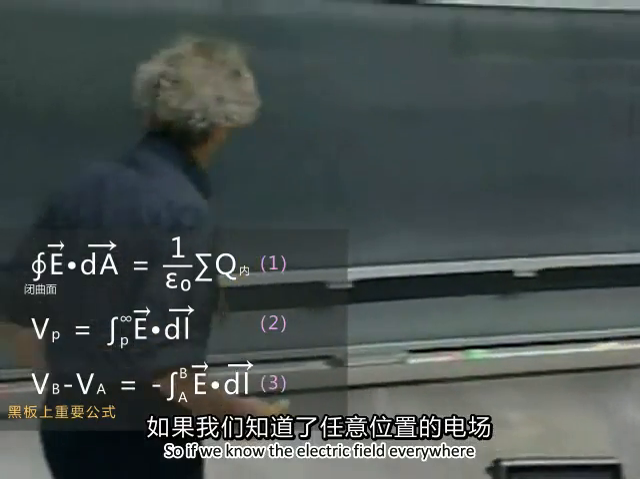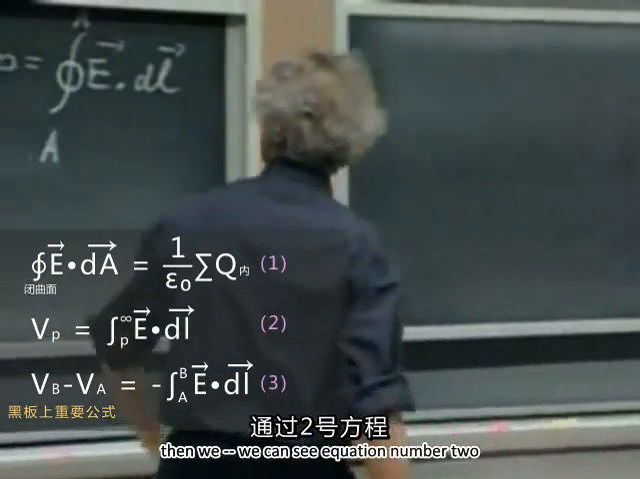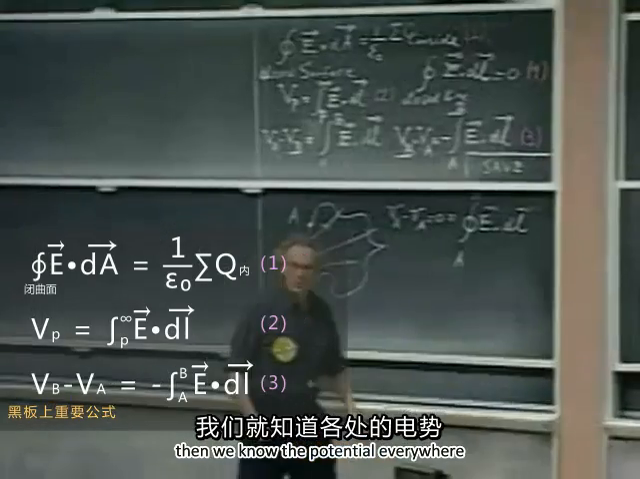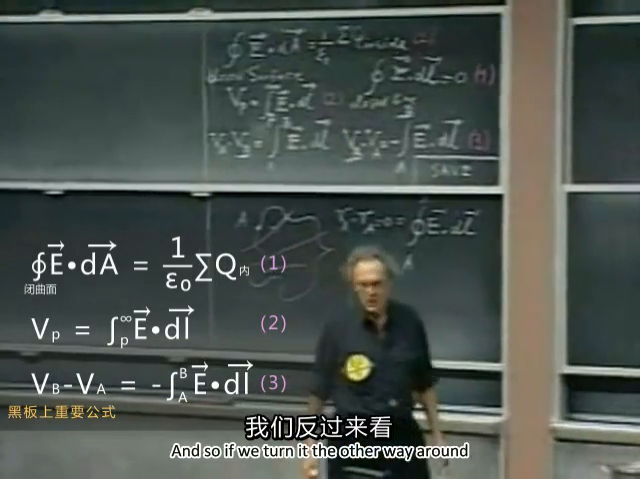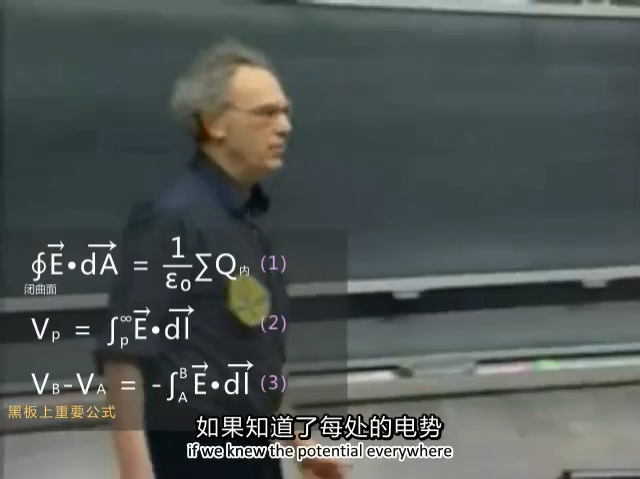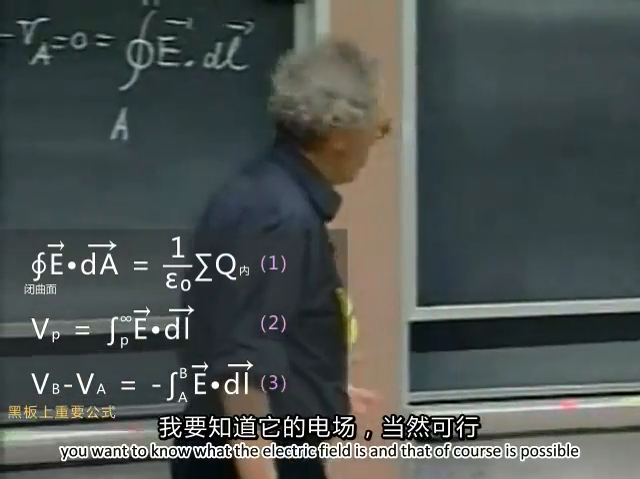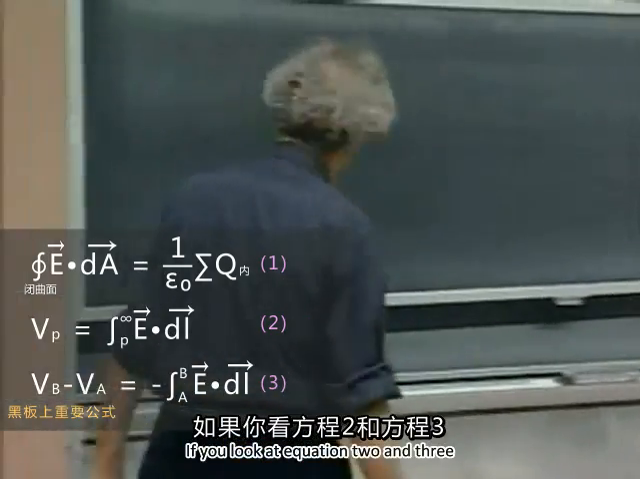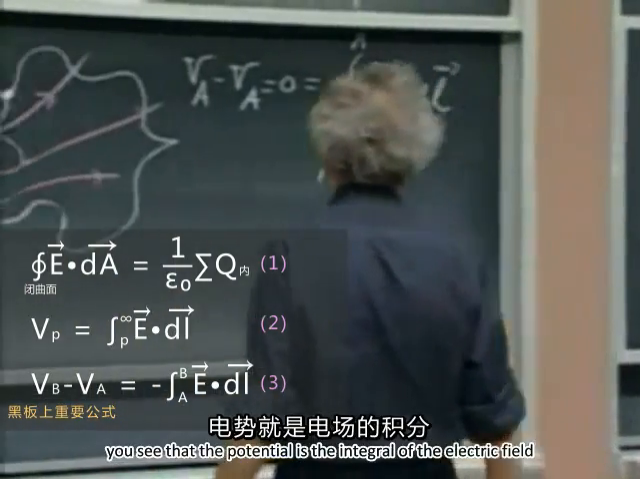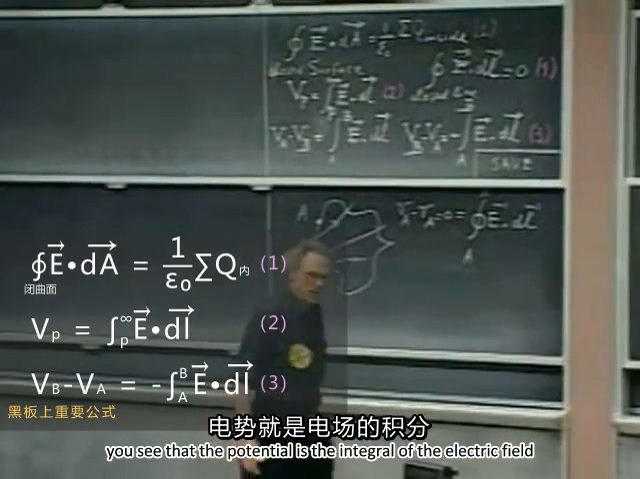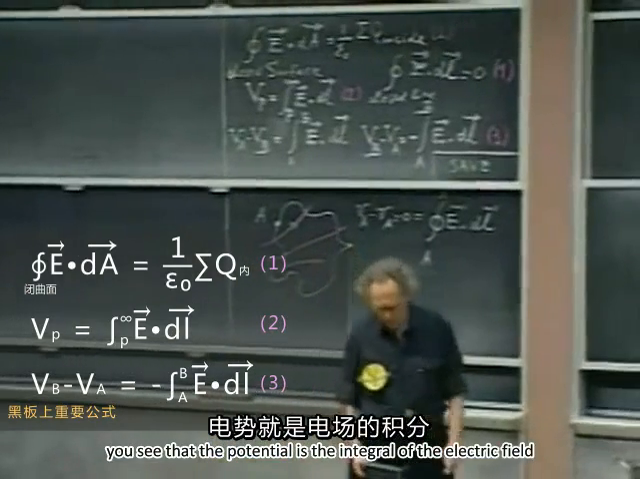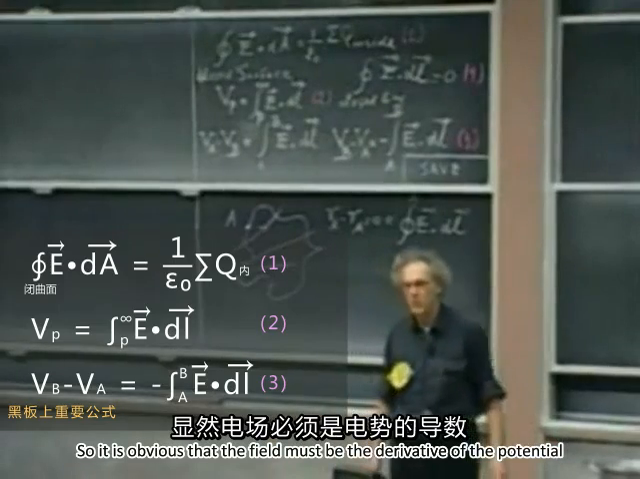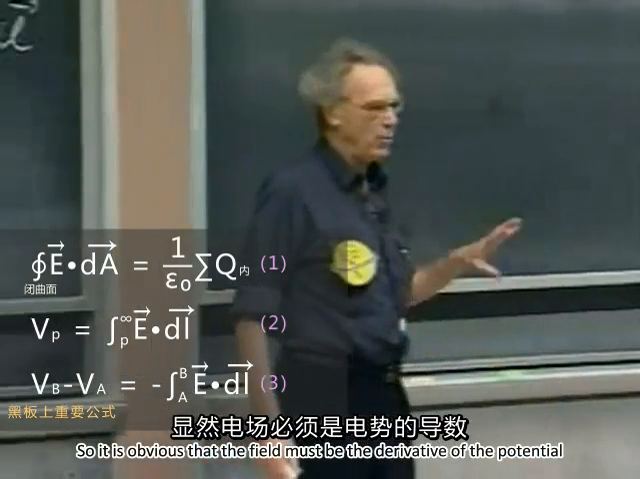So if we know the electric fields everywhere, then you can see equation number 2, then we know the potential everywhere. And so if we turn it the other way around, if we knew the potential everywhere, you want to know what the electric field is. And that, of course, is possible. If you look at equation 2 and 3, you see that the potential is the integral of the electric field. So it is obvious that the field must be the derivative of the potential.